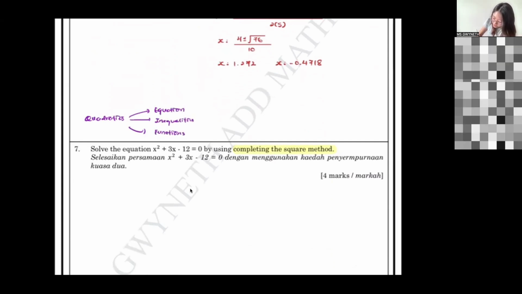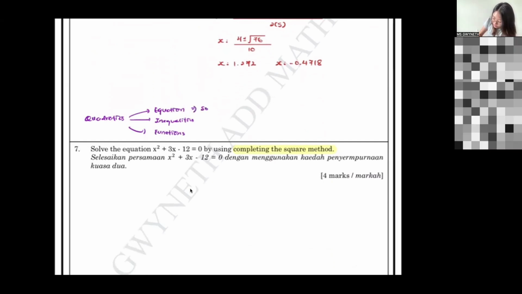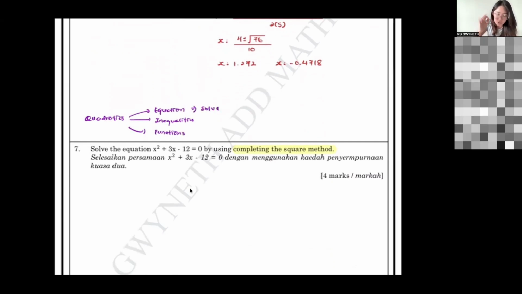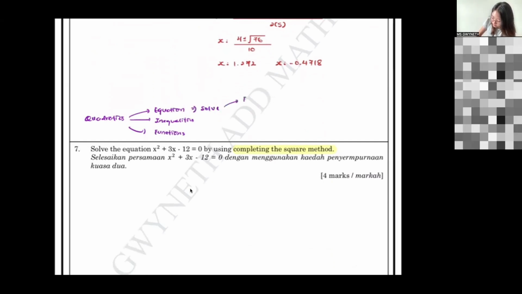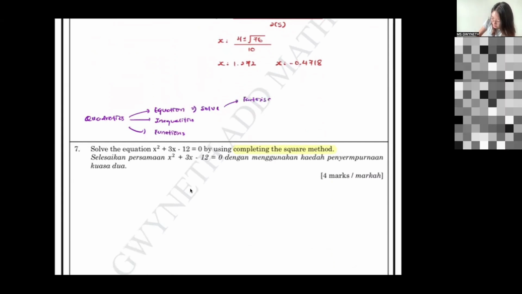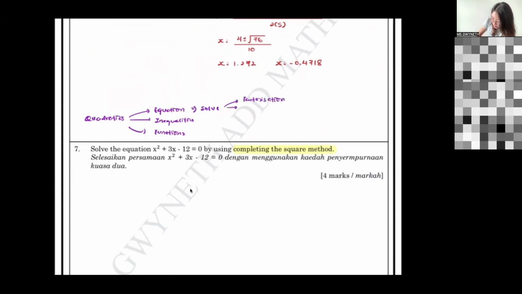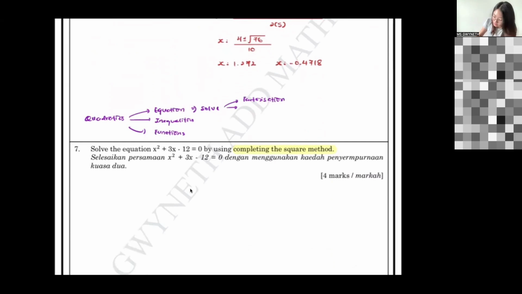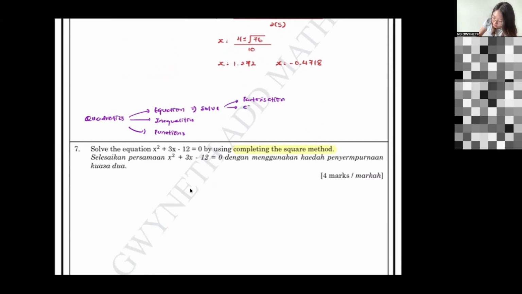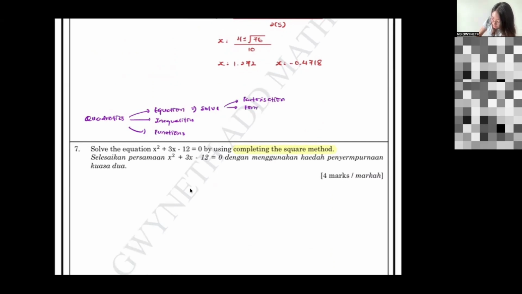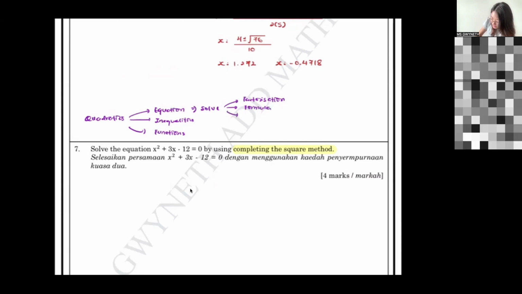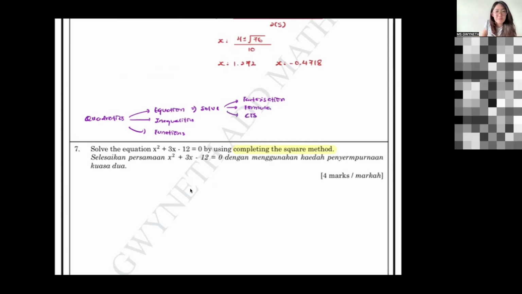Equation, when they ask you to solve, you have 3 options. Number 1, factorization, which is what we have been doing since Form 2. Number 2, if factorization cannot, then you will go to completing the square or quadratic formula. But usually it's quadratic formula first, and then only you do completing the square.